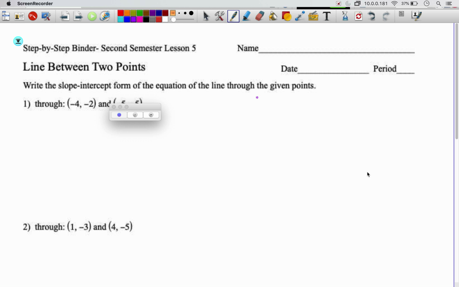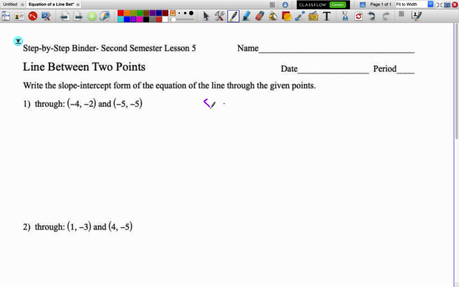Hello and welcome. This is going to be our lecture video for February 18th through 19th. We're going to be doing this step-by-step binder lesson on how to write the equation of a line that connects 2 points. All right, let's go ahead and get started with step 1.